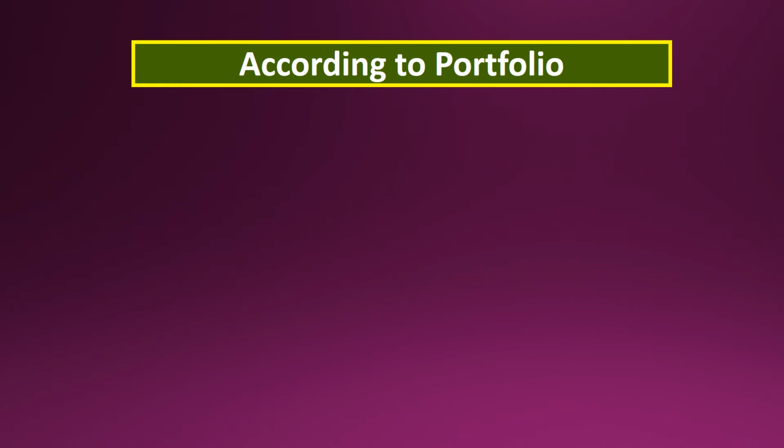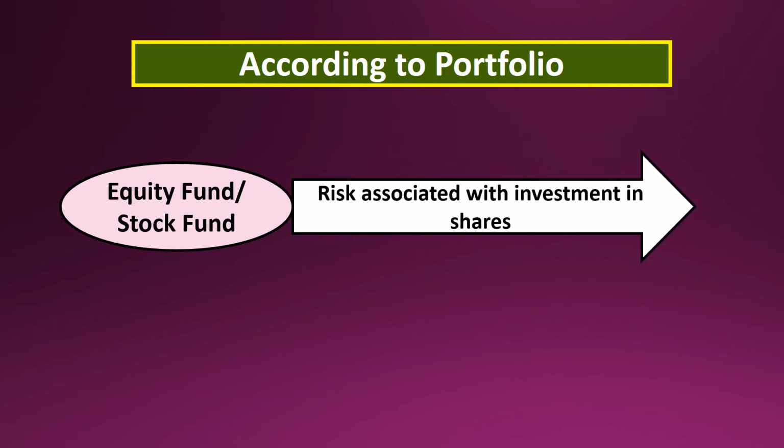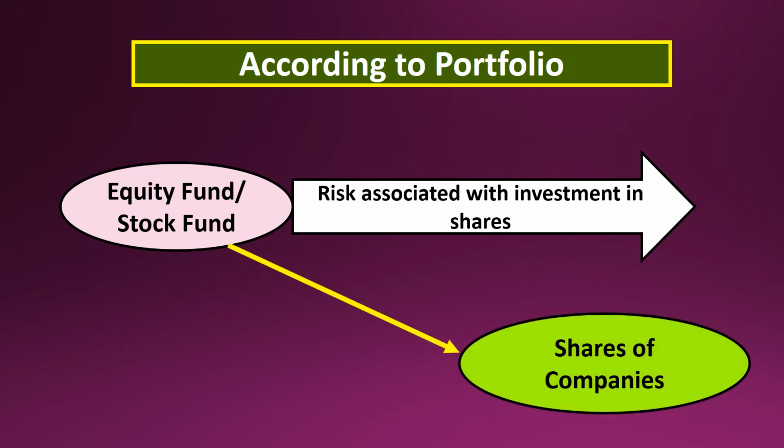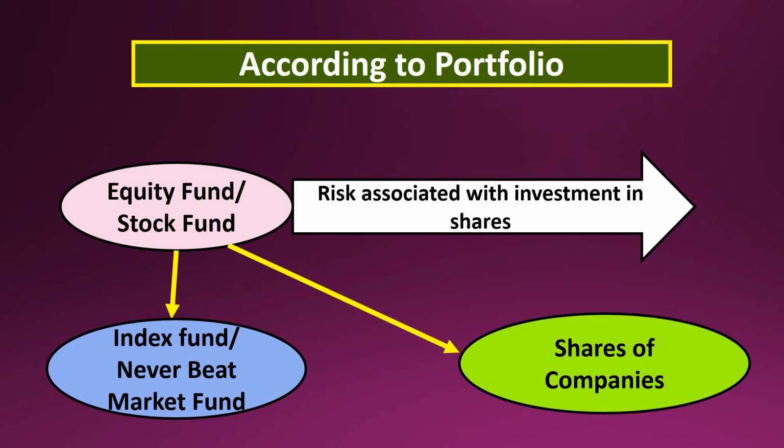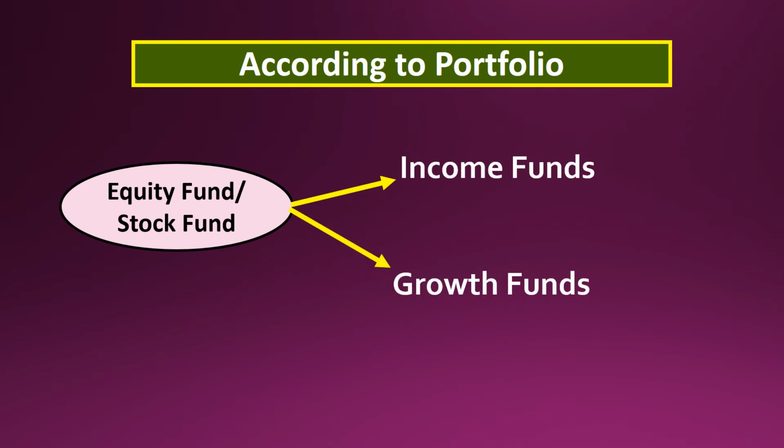And the next type of fund under this classification is the equity fund or the stock fund. They undertake the risk associated with investment in equity shares of companies. So, we can understand that they mainly invest in the shares of companies. The investments may vary from blue chip companies to newly established companies. And a special type of equity fund is called an index fund or never beat the market fund. And the stock funds may have further subdivisions such as income funds and growth funds.